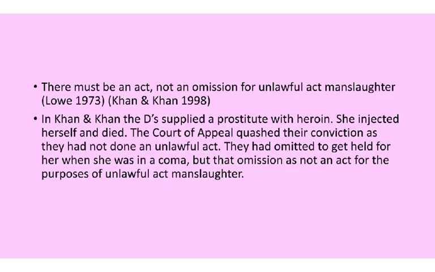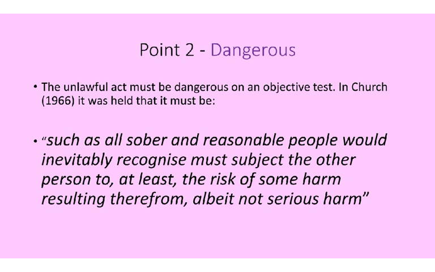So there must be an act, not an omission, for unlawful act manslaughter. This was said in Lowe and Khan. In Khan and Khan, the defendant supplied a prostitute with heroin. She injected herself and died. The Court of Appeal quashed the conviction as they had not done an unlawful act. They had omitted to get help for her when she was in a coma, but that omission was not an act for the purposes of unlawful act manslaughter.